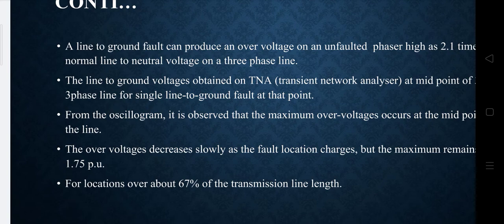From the oscillogram, it is observed that the maximum overvoltage occurs at the midpoint of the line. The line to ground voltage is obtained in TNA. TNA stands for transient network analysis, at the midpoint of the three-phase line for a single line to ground fault at that point. The overvoltage decreases slowly as the fault location changes, but the maximum remains 1.7 pu for locations over about 67% of the transmission line. This is what shows a short line fault or kilometer fault. Thank you all.